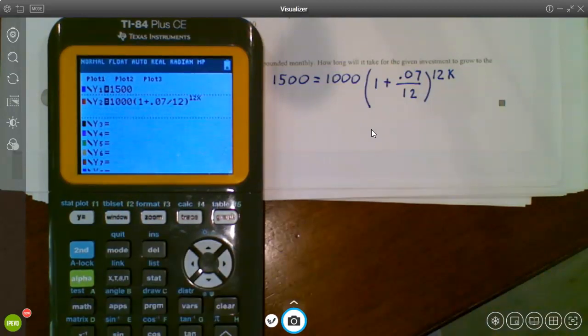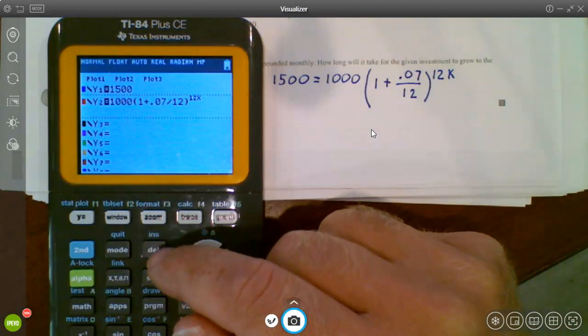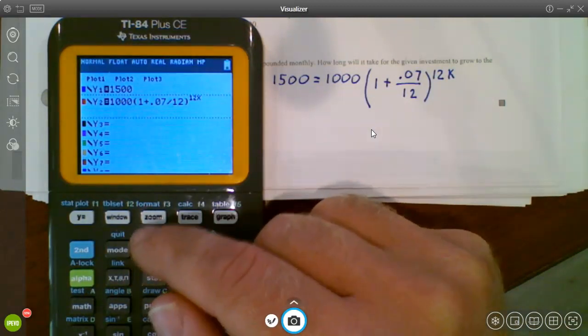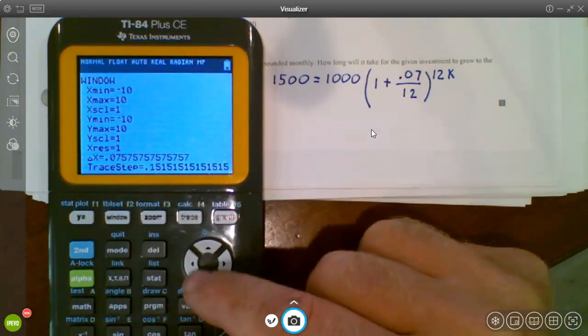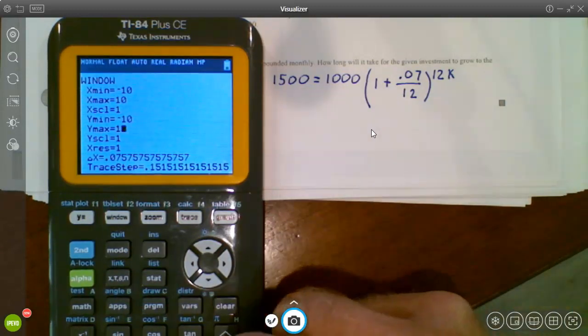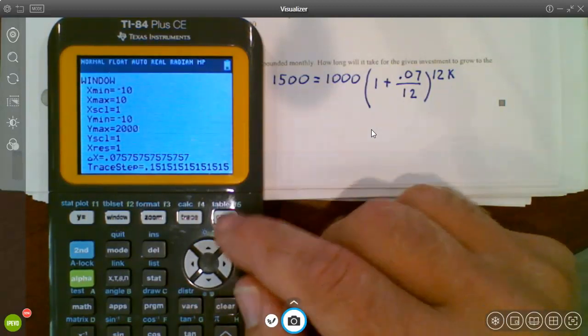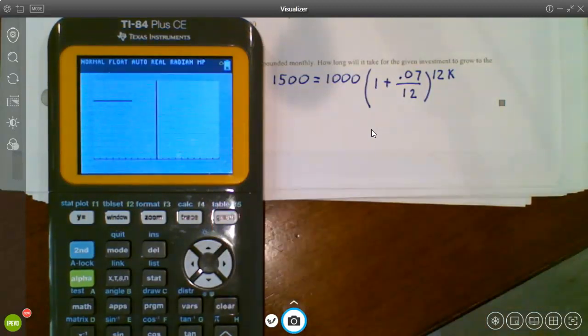So there's my two graphs. Clearly, if I have a graph like y equals 1,500, I'm going to have to get my window much higher to cover that 1,500. My x's are probably okay. Let's just say 2,000. Give us a nice big window to look at. So I should see an intersection in there.